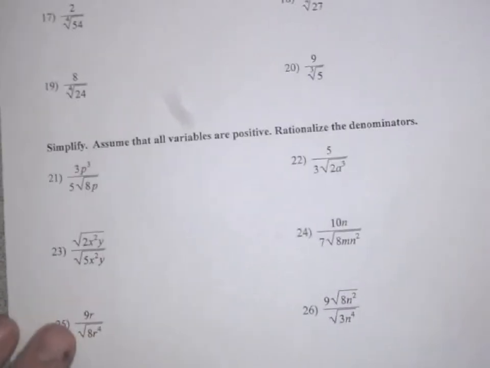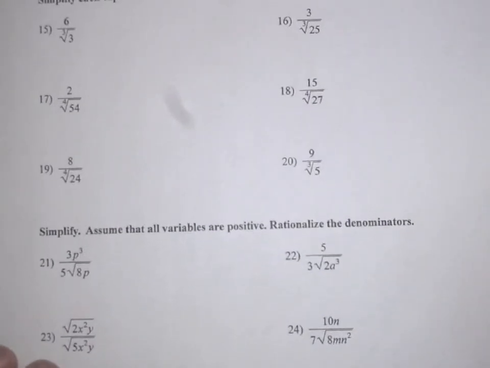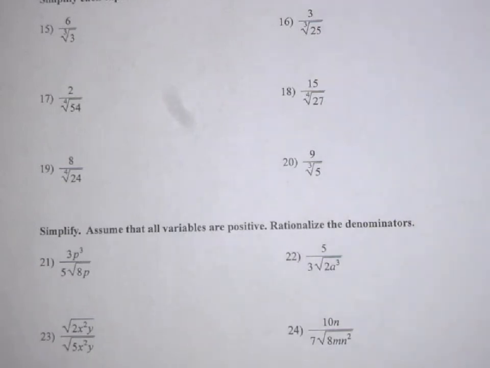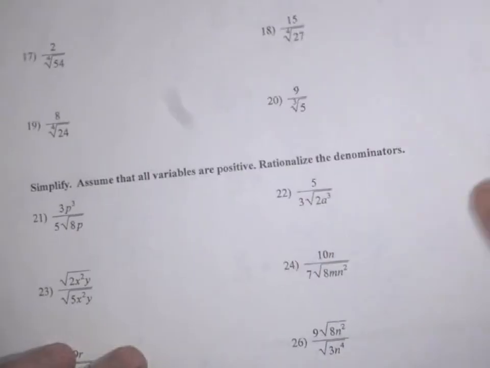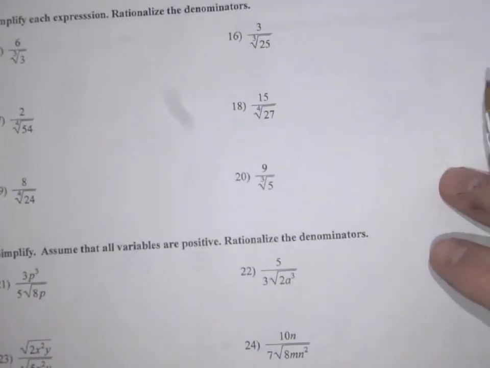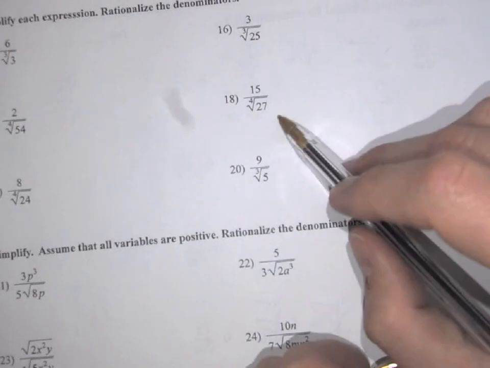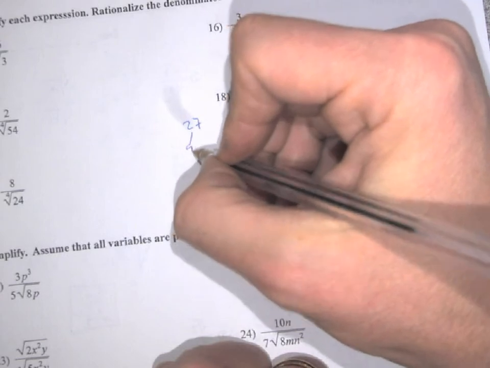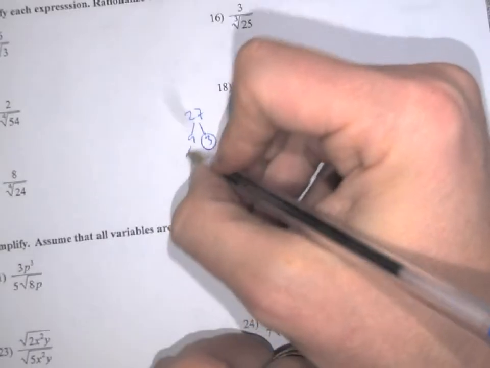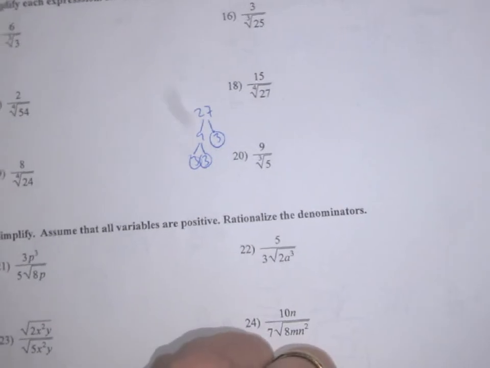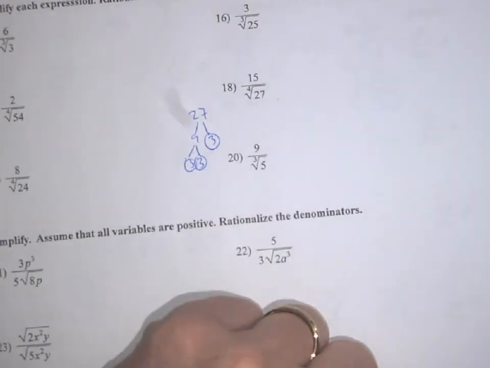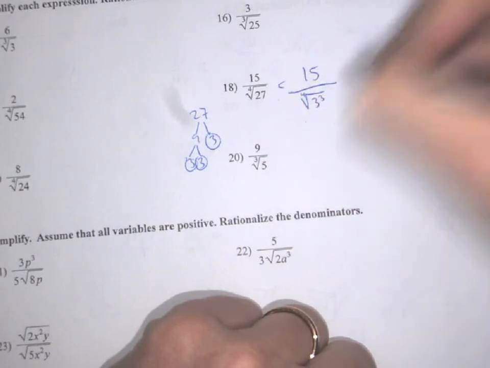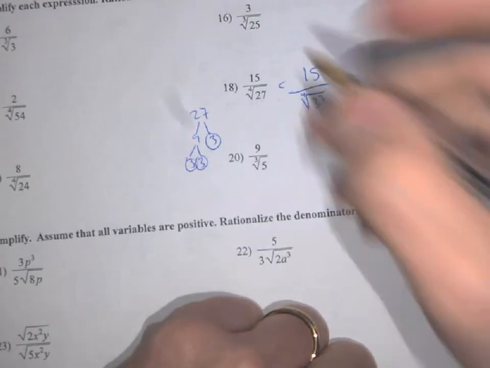Okay. So on the back page, we have the same kind of idea. We just have higher powers. So on 15 through 20, we need to rationalize these denominators. But we probably need to start by simplifying to see what we have. Let's take a look at 18 as an example. Now I have the fourth root of 27. But 27 is 9 times 3, and 9 is 3 times 3. So if I rewrite this with 27 factored, I get the fourth root of 3 to the third on the bottom and 15 on the top.